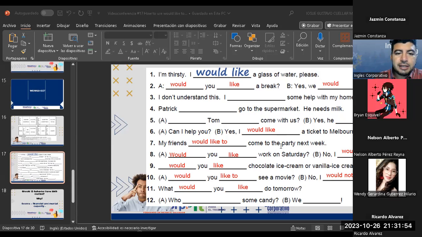Thank you. Nelson and Laura. You would like to play soccer. You wouldn't like to play soccer. Would you like to play soccer? Thank you. And Laura. Would you like to drink a coffee? Would not you like to drink a coffee? Would you like to drink a coffee? Yes. Solo que Laura, en la uno y en la dos, you va al inicio. Sí. Ahorita estoy viendo. Lo siento. No problem. Thank you. Wilmer, your turn.